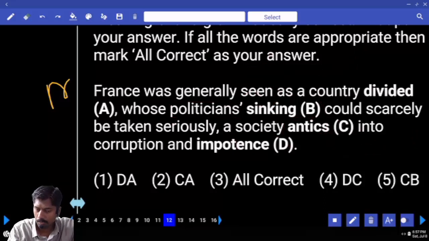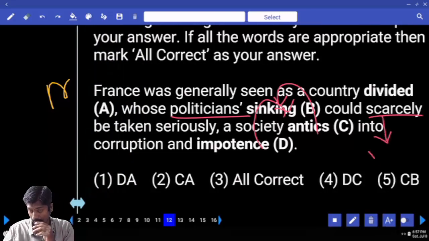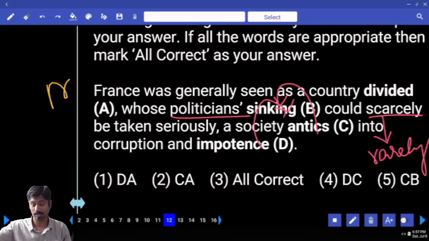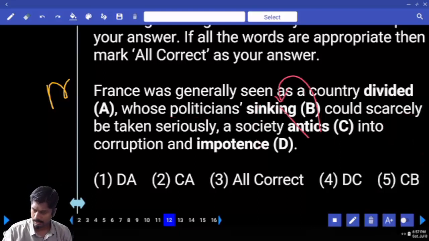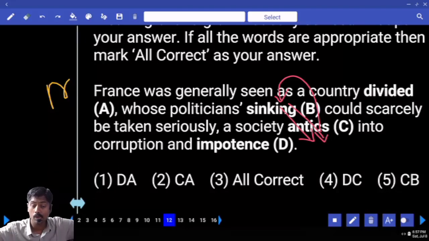So what should I take? Politicians' antics or impotence? "Could scarcely be taken seriously." Scarcely means rarely. Their antics could scarcely be taken seriously, or impotence could be serious. If I take this, let me check if sinking is possible here. So, politicians' antics could scarcely be taken seriously. A society sinking into corruption, impotence. Sinking into is okay. Do you know sink, sank, sunk? Titanic sank in the Arctic. We can interchange B and C. Fifth option.